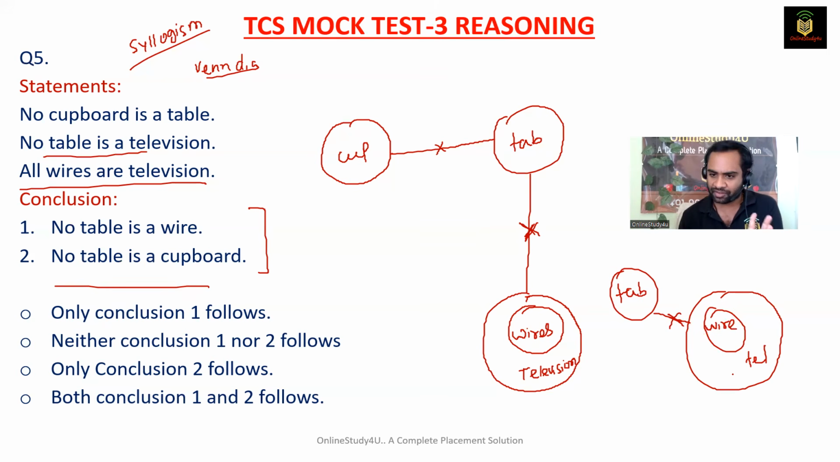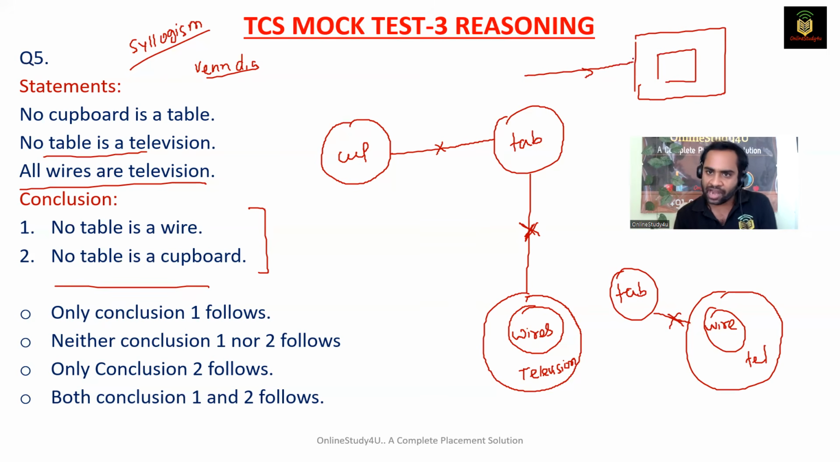I'll tell you one simple example. Suppose this is your outside house and this is your inside house. Now, if some terrorist comes, if your outer house is safe, then definitely your inner house will also be safe, right? Inner room will also be safe. So if the table does not have any relation with television, table will not have any relation with the wire also. So no table is a wire, correct.